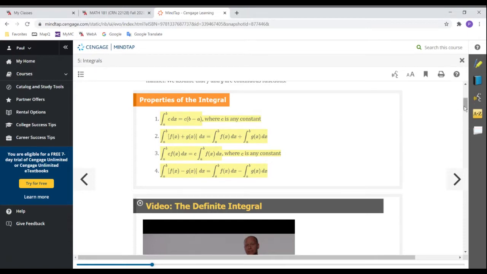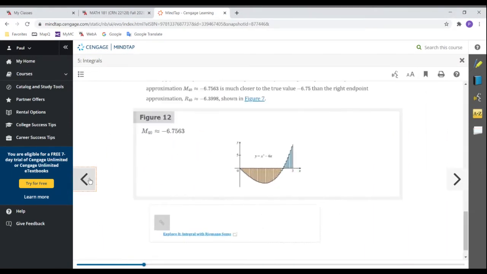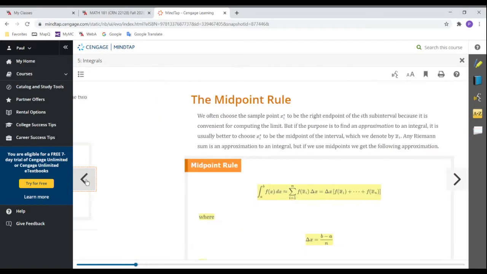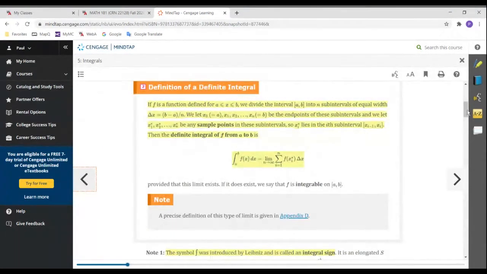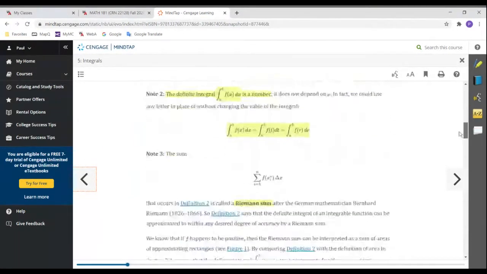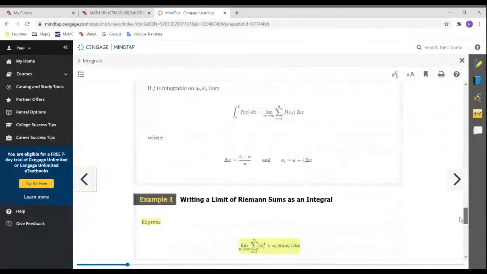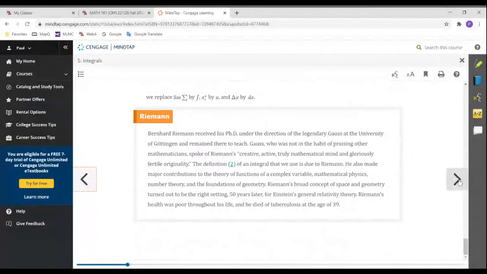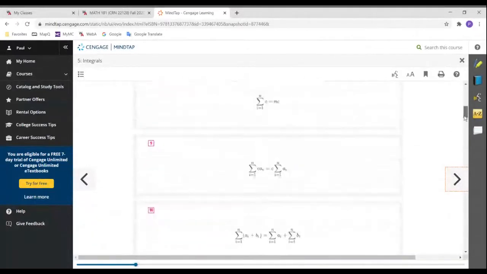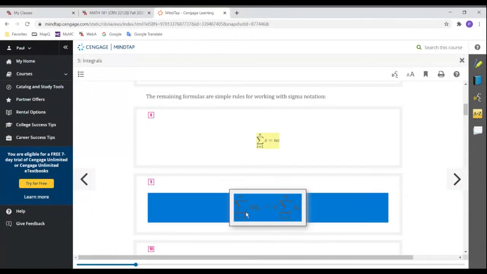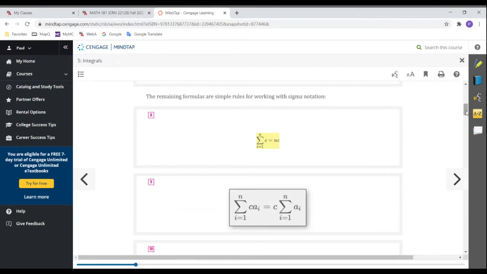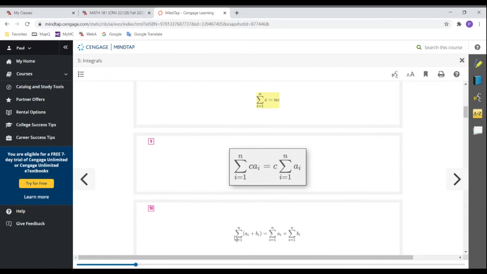Actually, let me show you something here. Okay, so there are the properties of the integral. And if I go back, I'm looking for, yeah, this is what I'm looking for. Notice here, you have 4 properties of sums.